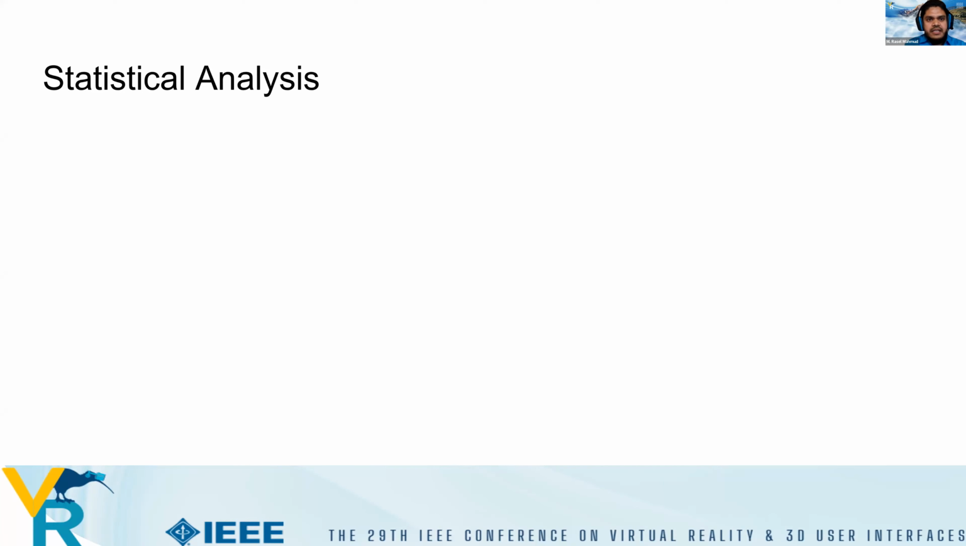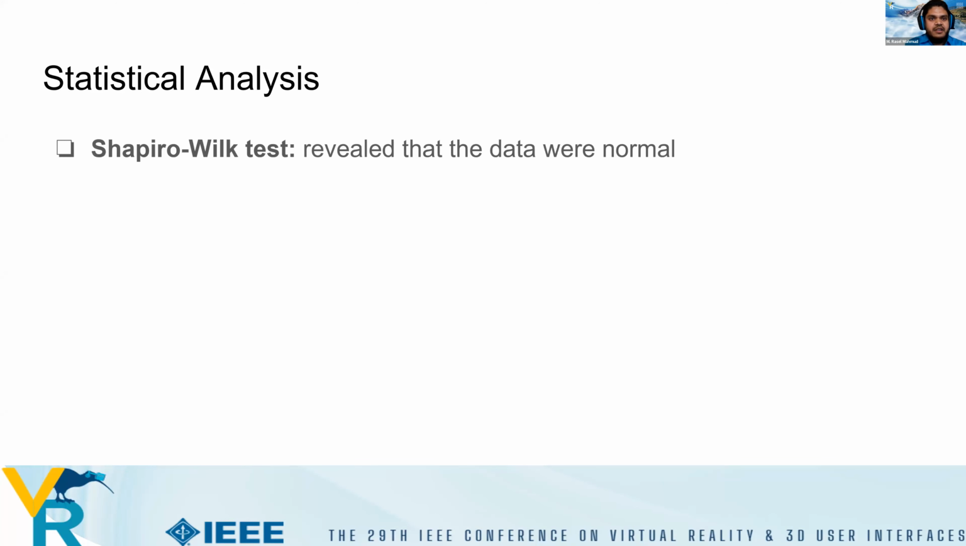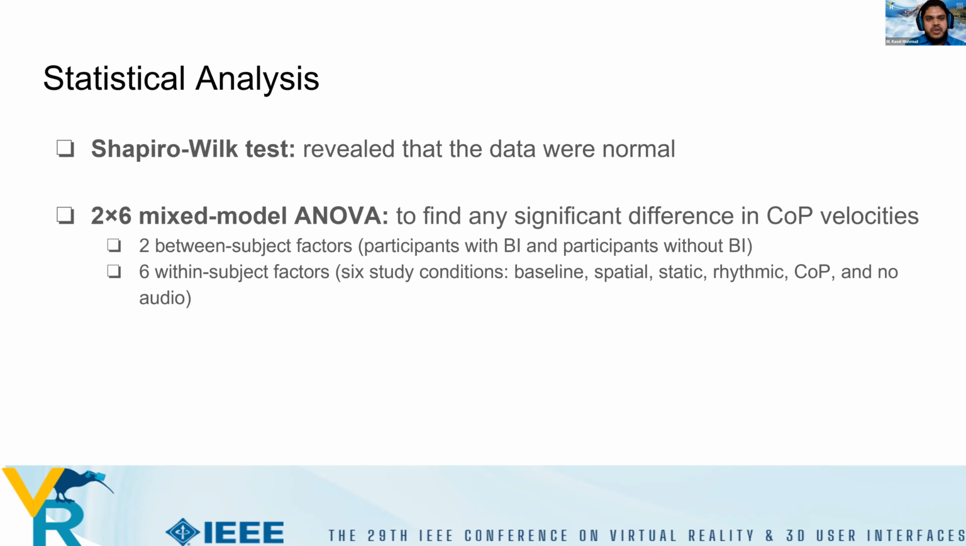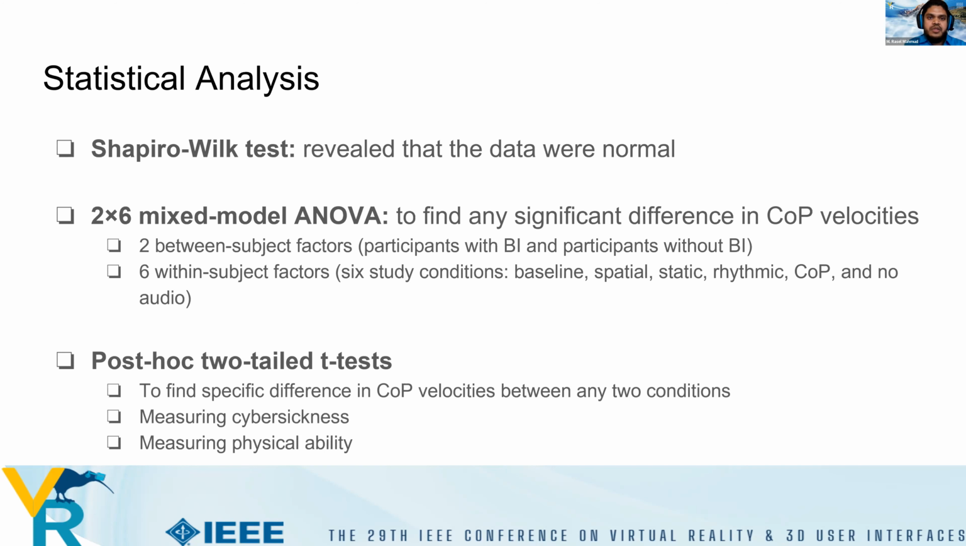For statistical analysis, normality tests revealed that the data are normal. Next, we used a 2x6 mixed model ANOVA, where we had 2 between-subject factors, participants with BI and participants without BI, and 6 within-subject factors, the 6 study conditions. Finally, we used post-hoc two-tailed tests to find specific differences between any 2 study conditions. We also used post-hoc two-tailed t-tests to measure cybersickness and to measure the difference in physical ability between the 2 participant groups.